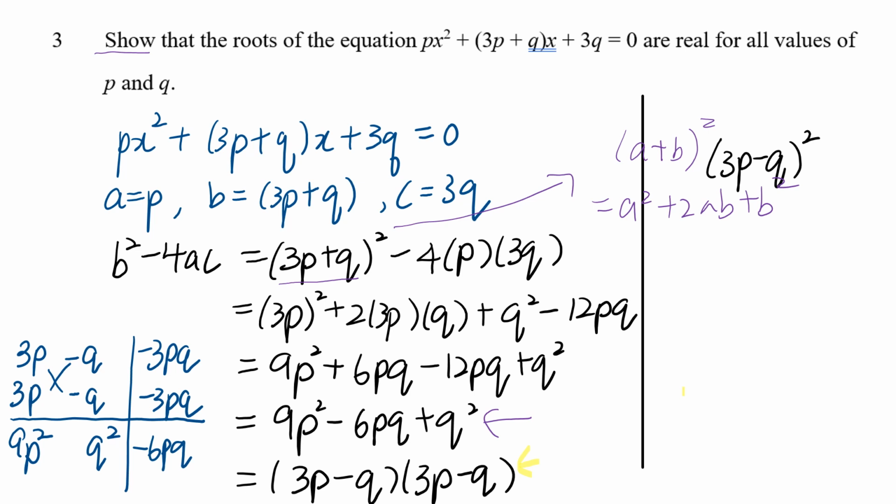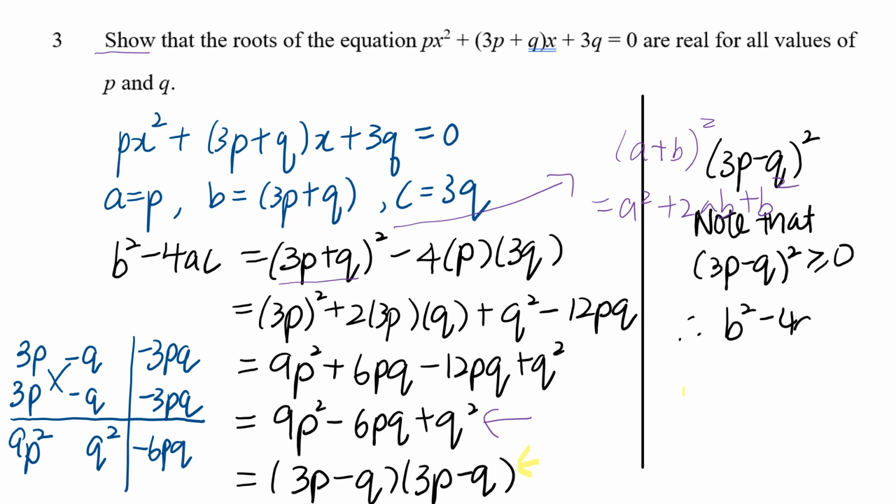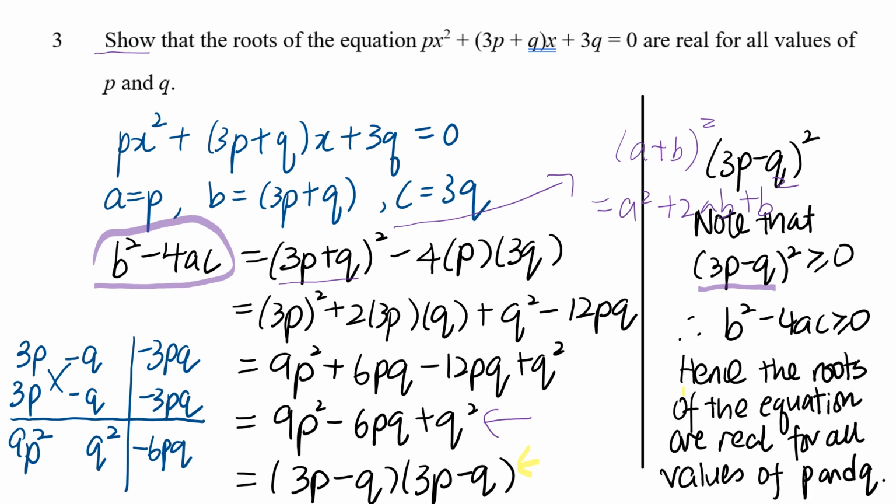So what are the explanations? Note that when you square something, it is always more than or equal to 0. Therefore, b squared minus 4ac will be more than or equal to 0, because this value comes from this term here. If this value is more than or equal to 0, we are saying that b squared minus 4ac is also more than or equal to 0. And what does it mean? Hence the roots are real, for all real values of x.